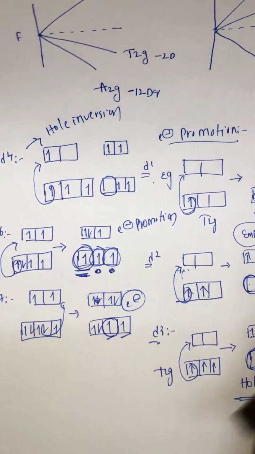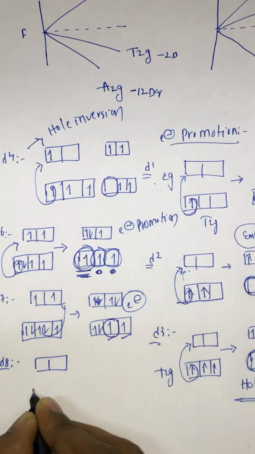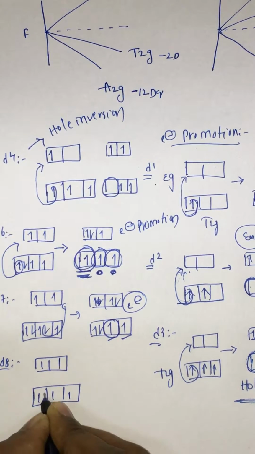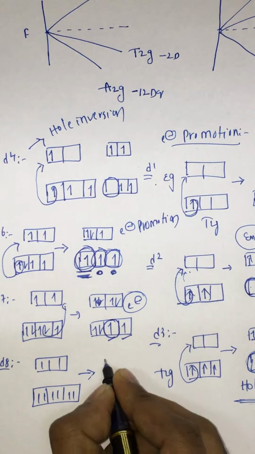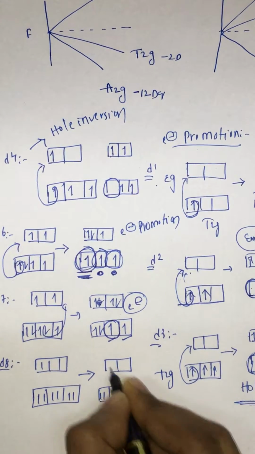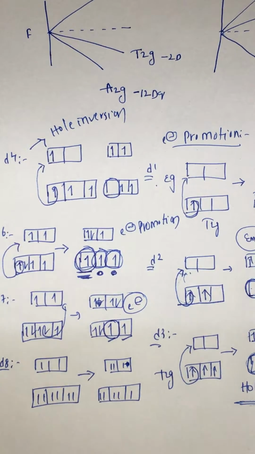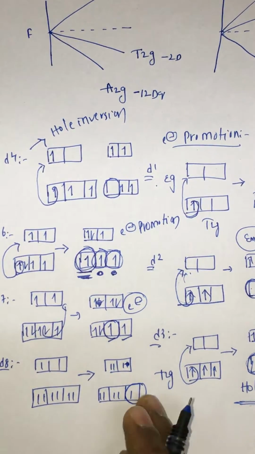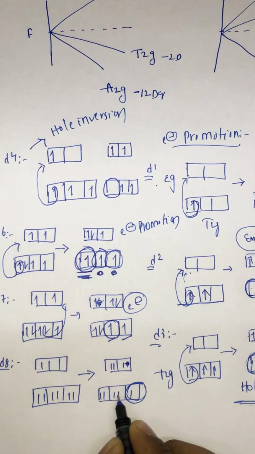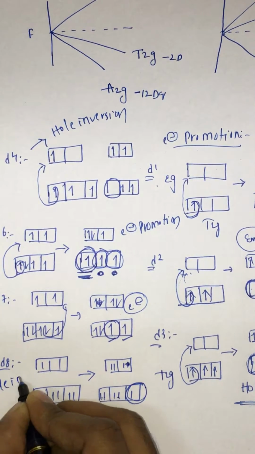Now we'll go for D8. 1, 2, 3, 4, 5, 6, 7, 8. Now here also one electron goes from T2g to Eg. So now see, here an empty orbital is formed. The same orbital is not there in T2g, because only one orbital is having a single electron, and the remaining two orbitals have 2 electrons. So this comes under hole inversion.